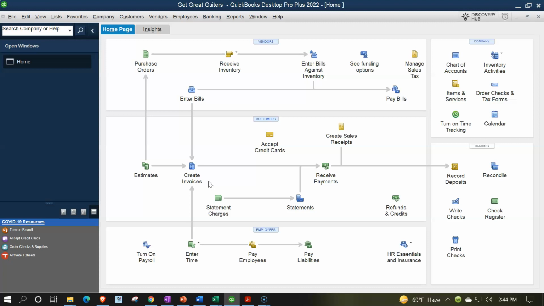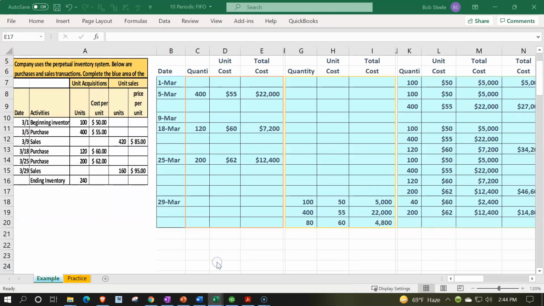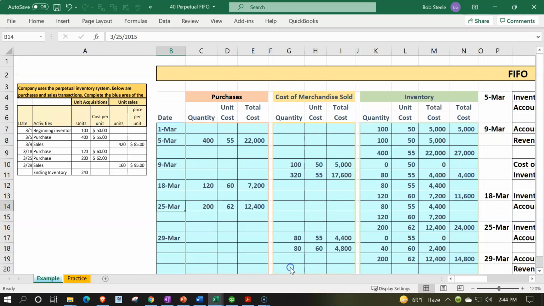So you might do something like this to see the difference between the two. Here is going to be basically a periodic system versus a perpetual system. So most of the time when we think of inventory, we think of kind of like a perpetual system. This is a FIFO system. The inventory in the desktop system usually uses a weighted average, but the same kind of concept. Those are flow assumptions. I won't get into a lot of detail with that now.